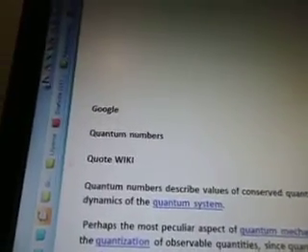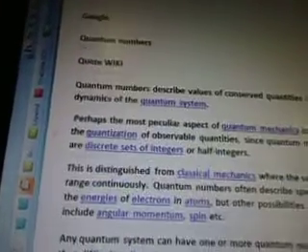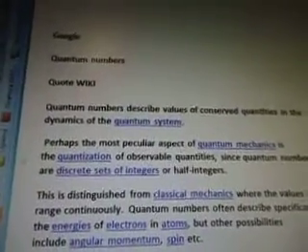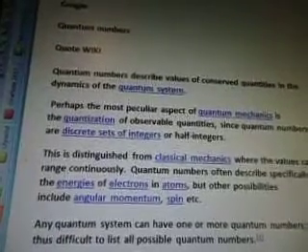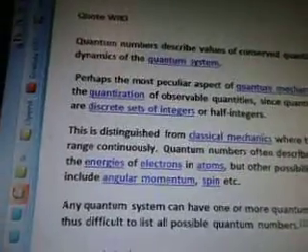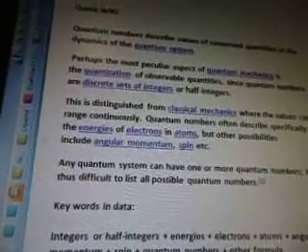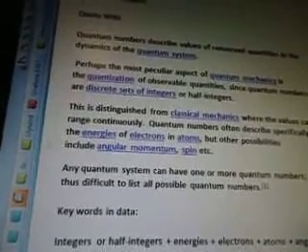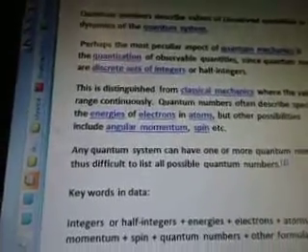So what we're doing in this one is we're going to Google quantum numbers because I want to know what it says. It's a quote from Wiki. Quantum numbers describe values of conserved quantities in the dynamics of the quantum system. Perhaps the most peculiar aspect of quantum mechanics is the quantization of observable quantities, since quantum numbers are discrete sets of integers or half-integers. This is distinguished from classical mechanics, where the values can range continuously. Quantum numbers often describe specifically the energies of electrons and atoms, but other possibilities include angular momentum and spin.